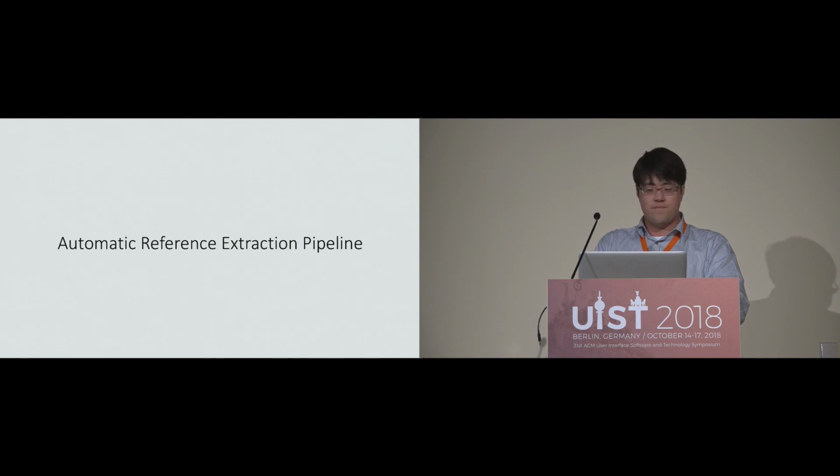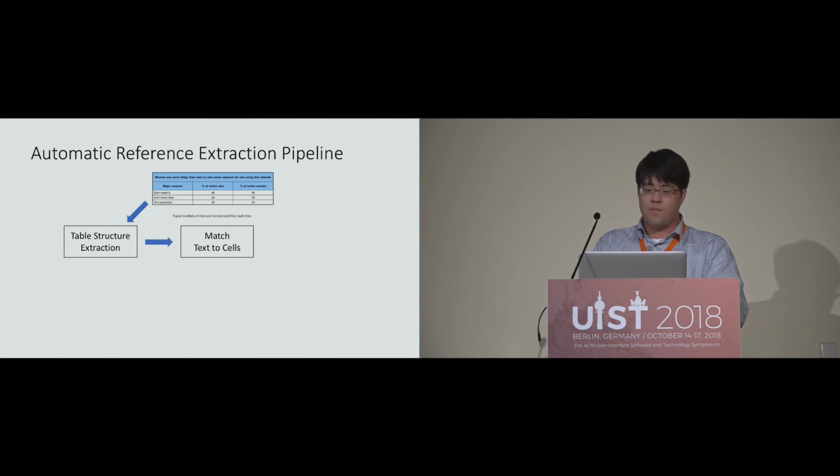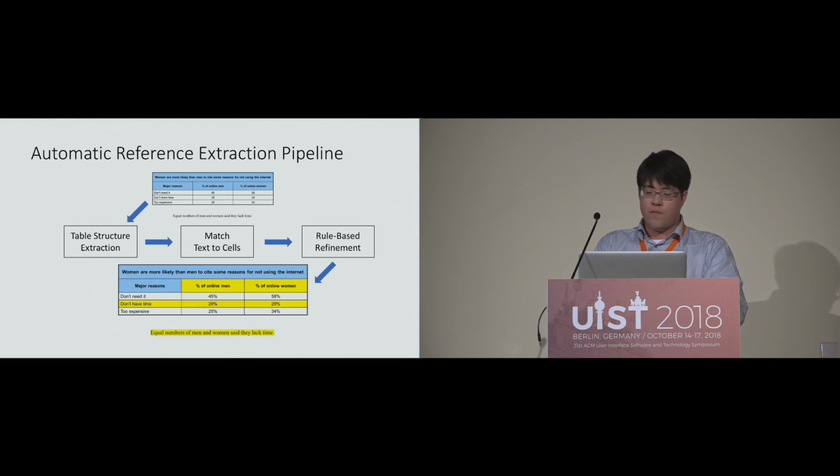Here's our approach. The input to our pipeline is a table and any sentence in the document. First, our system extracts the structure of the table. Then our system performs a preliminary matching between phrases in the sentence and cells in the table. Finally, our system amends the reference from the previous stage using the table structure. As a result, we obtain the references between the sentence and the table.